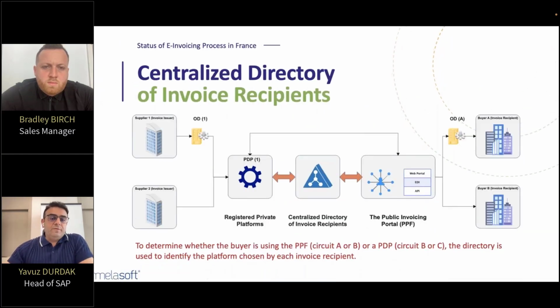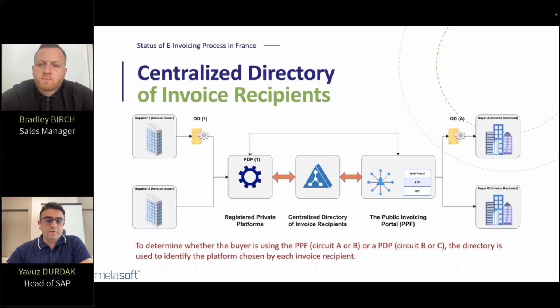As we discussed in one of the previous slides, we have a central directory of invoice recipients. This central directory stores all of the information regarding the invoice recipients, because during the transmission of invoices, the PDPs and the public platform need to know which platform the buyer takes service from. So this information is stored in the central directory, and this directory information should be updated by PDPs and the companies. This is under the responsibility of PDPs. Once a new company takes service from a new PDP, this information should be submitted to the central directory, and the information should be updated accordingly. Otherwise, the invoices may be sent to incorrect addresses.